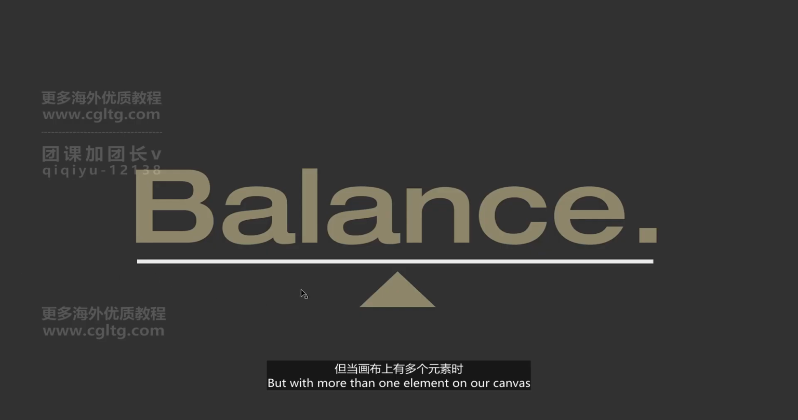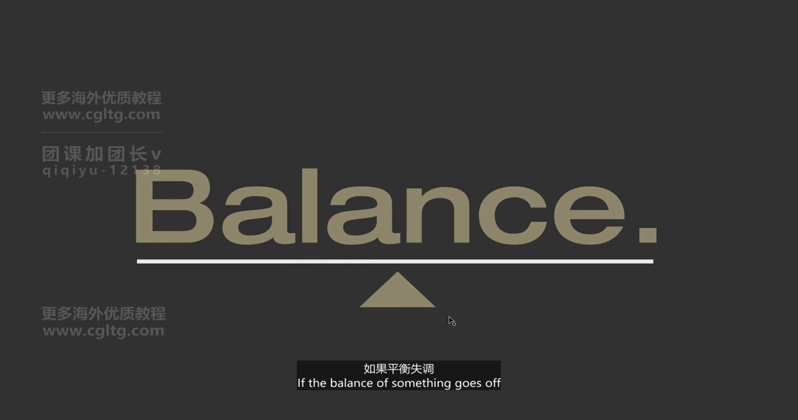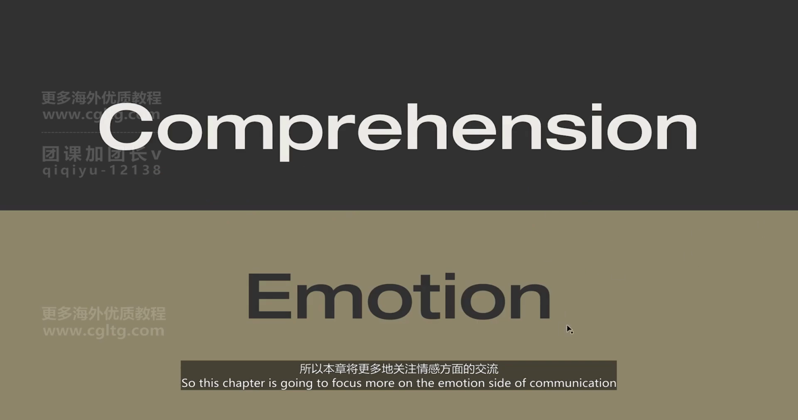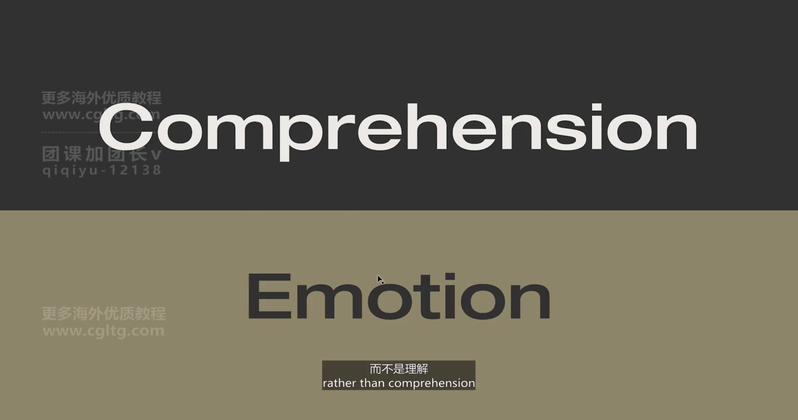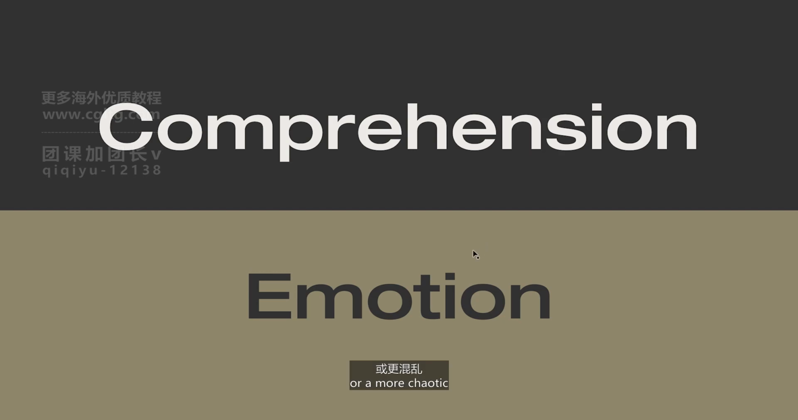But with more than one element on our canvas, we're going to have to think about balance. Often we like our images to feel balanced. Balance is the distribution of visual weight to create harmony and a stable feeling in our image. If the balance of something goes off, it can make the image feel uneasy, which might be something you want to communicate. So this chapter is going to focus more on the emotion side of communication rather than comprehension. How we can arrange things on a canvas to produce a more calming, stable emotion or a more chaotic, energetic one.